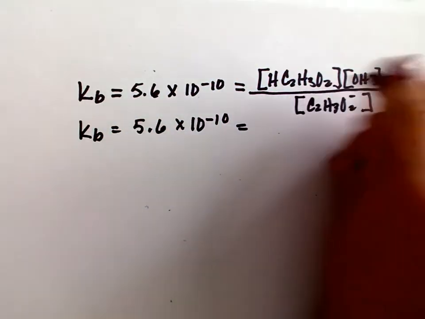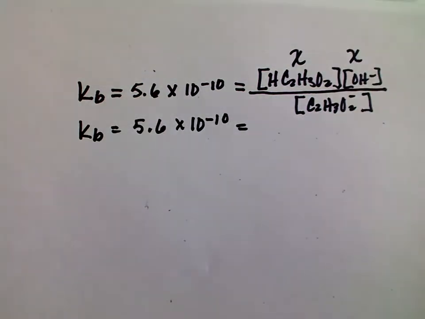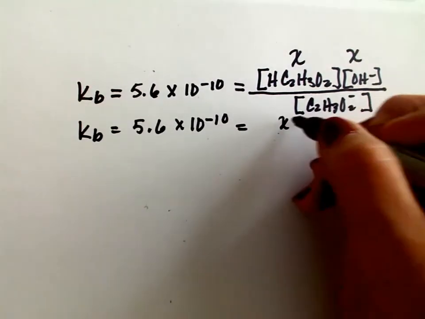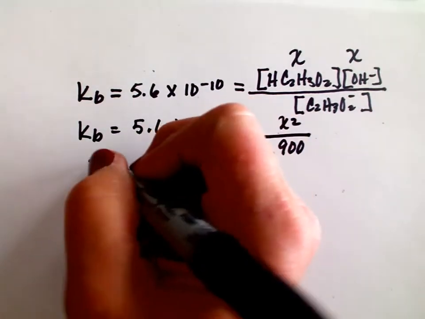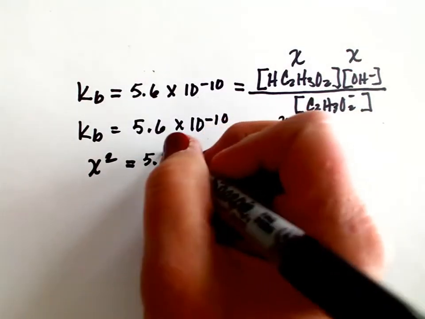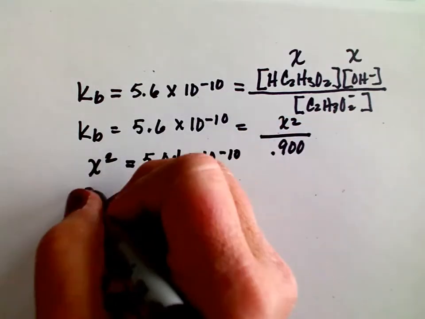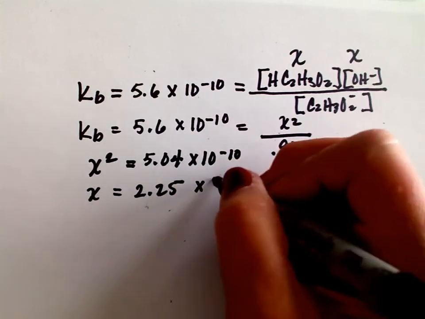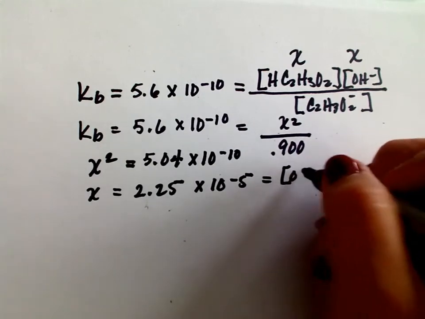So each of these variables we gave X to. We know this concentration. So what we end up having is X squared over 0.900. We're going to solve for X. X squared equals 5.04 times 10 to the negative 10. X then equals 2.25 times 10 to the negative 5. And this equals hydroxide ion concentration.